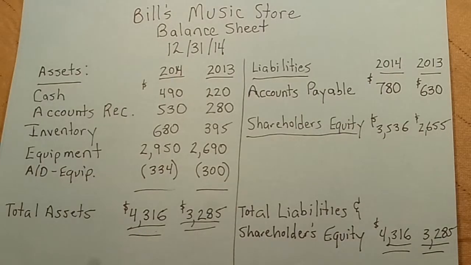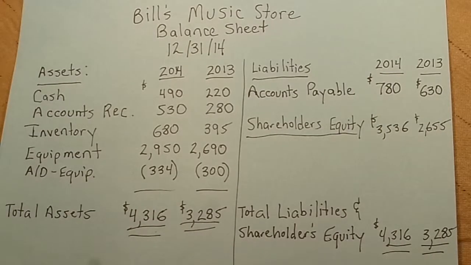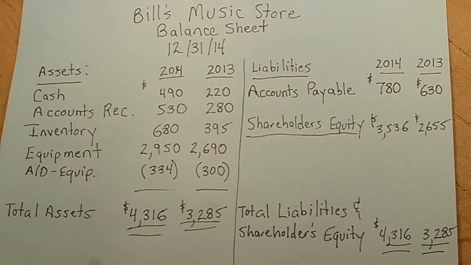So we have total assets for 2014 of $4,316, and for 2013, $3,285. Liabilities and equity have to equal assets, as we know from the beginning of Principles of Accounting. So our ending balance at December 31st, 2014 is $4,316. Our ending balance for 2013, $3,285.